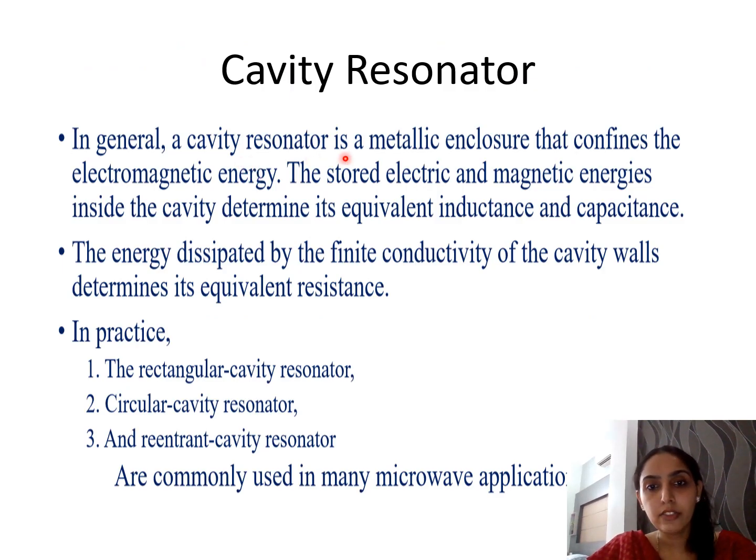In a cavity resonator, we have a metallic enclosure which is confining the electromagnetic energy. So there will be stored electric energy as well as magnetic energy, which is going to determine the equivalent inductance and capacitance. That is, unlike the discrete lumped resonators where we have a discrete capacitor, inductor, resistor, etc. In our cavity resonator, the electric and magnetic energy will represent the equivalent inductance and capacitance. Then the energy dissipated by the cavity walls will determine the equivalent resistance.